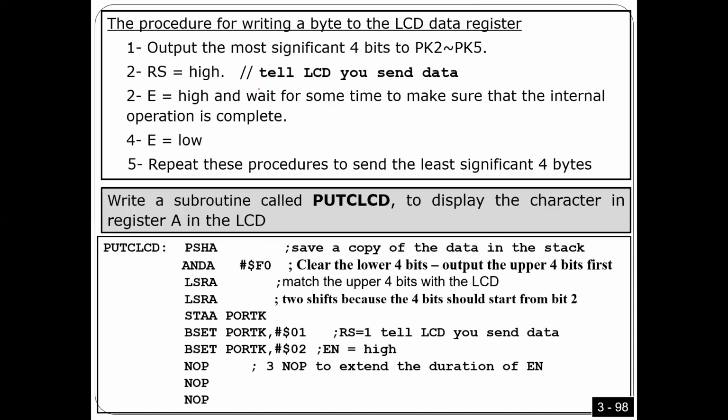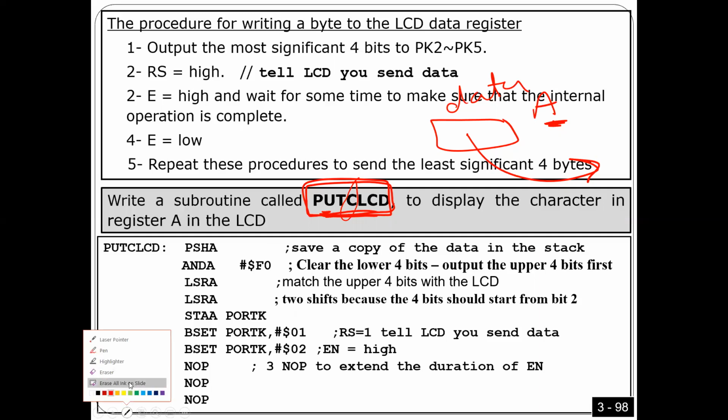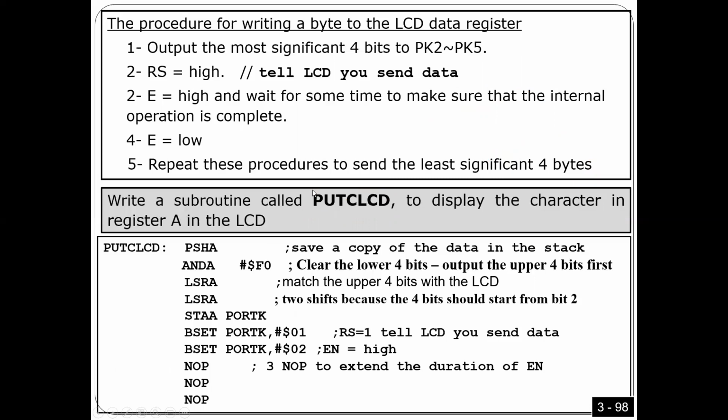The first subroutine I'm going to teach is put character LCD. You can tell from the English name. What is this subroutine doing and how can I use it? When you call this subroutine, it takes whatever is in register A and displays it on the LCD. So it expects data, because it's put character LCD. Let me show you exactly how to use it.